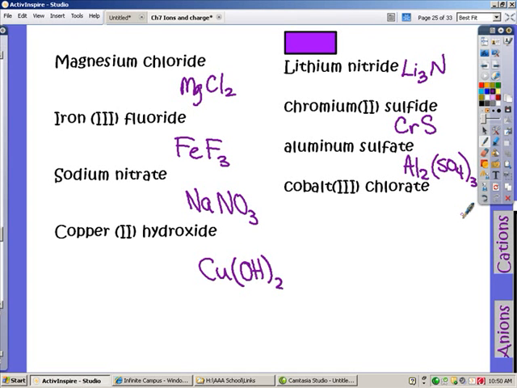Did you get all the numbers to stay in their right places? And there you go. Well, we've learned how to take the name of an ionic compound and change it into a formula. And we've seen 3 variations of this. So hopefully you're feeling more confident with that. And good luck with chemistry.